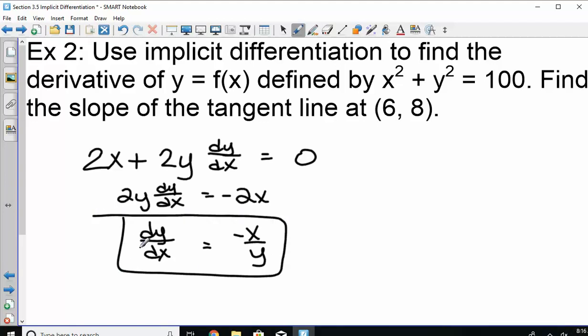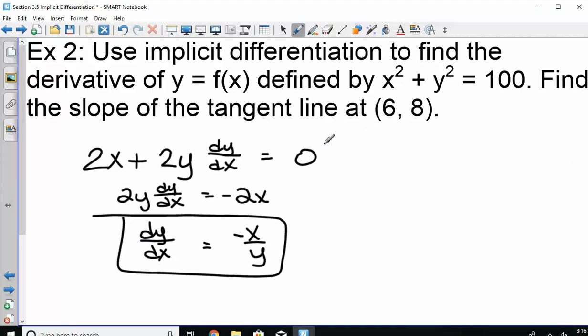The difference on these when you're doing implicit differentiation, often you're still going to have x's and y's in your final derivative. If you have multiple y's in your problem, you will write a dy/dx every time you take the derivative of y. So if it shows up 3 times, you'll have 3 dy/dx's in your problem.